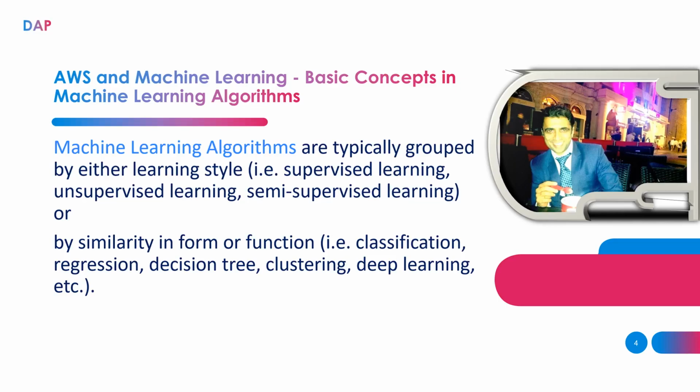Now, machine learning algorithms are typically grouped either by learning style, that is to say, supervised learning, unsupervised learning, semi-supervised learning, or by similarity in form or function, that is, classification, regression, decision tree, clustering, deep learning, etc.